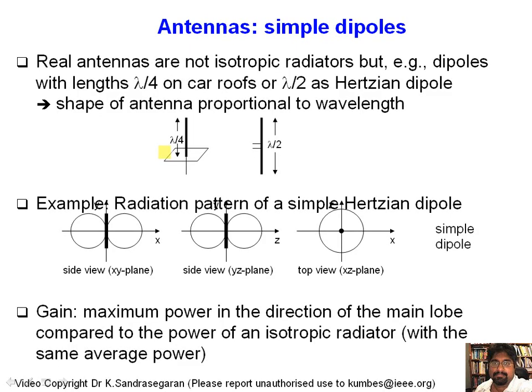So we've talked about the concept of a radiation pattern and what is meant by the beam width. Now, the gain of an antenna, if you look at the last term that is given here, is defined as the maximum power in the direction of the main lobe compared to the power of an isotropic radiator with the same average power. This is how the gain of an antenna is measured. It's the gain in the direction of the main lobe, with respect to an isotropic antenna.